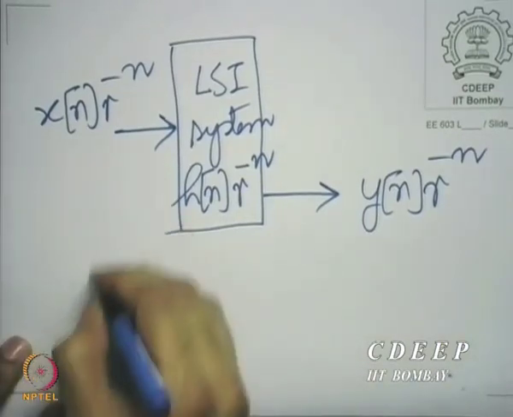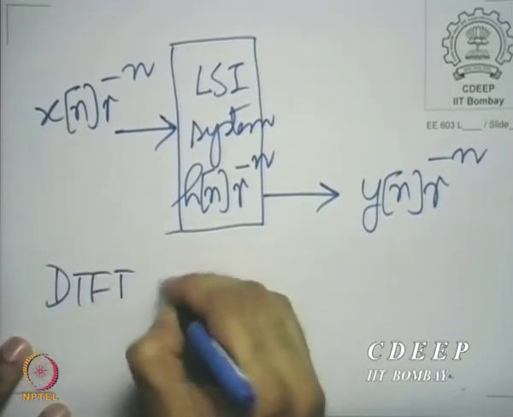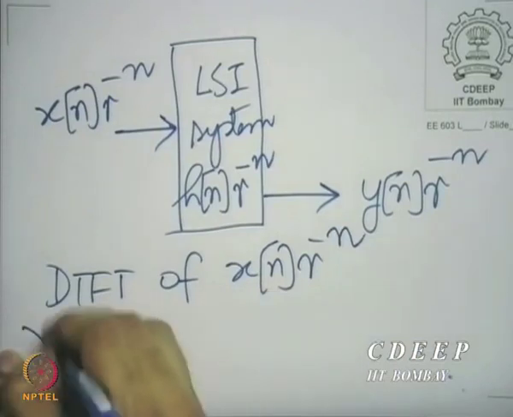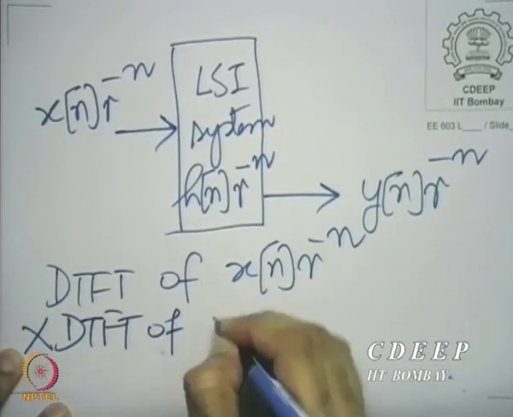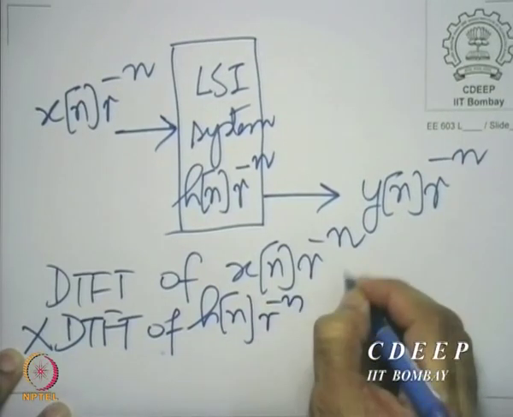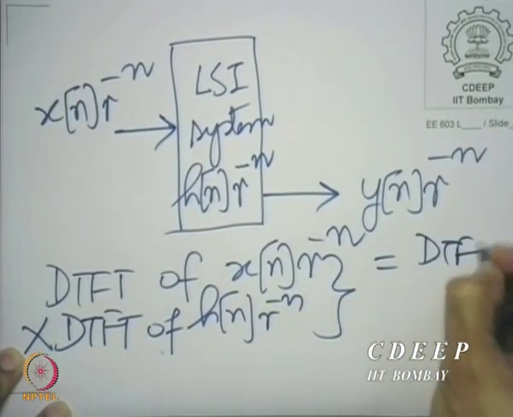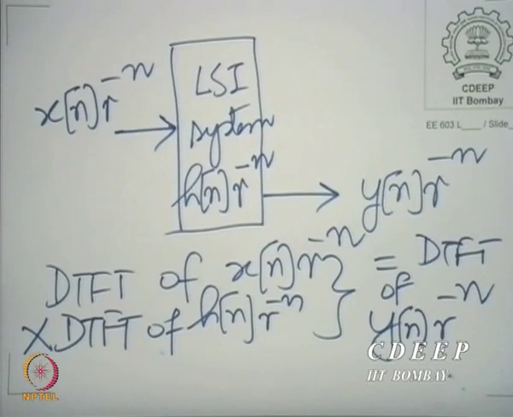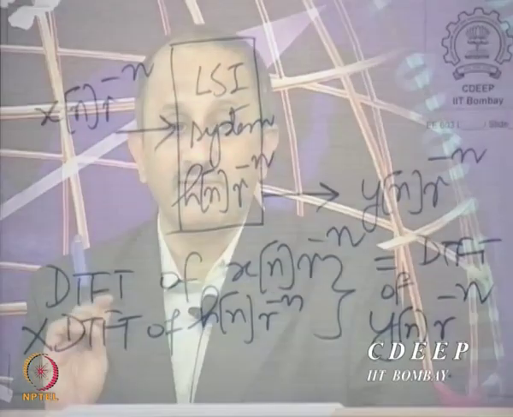Or in other words, if you took the DTFT of x n r raised to the power minus n, multiplied by the DTFT of h n r raised to the power minus n, it is equal to the DTFT of y n r raised to the power minus n. So, you use the same property. What we are saying is, you use the same property of the discrete time Fourier transform, but on a suitably treated or suitably tamed sequence, or suitably tamed input and impulse response, tamed by r raised to the power minus n. That is what we are saying effectively.